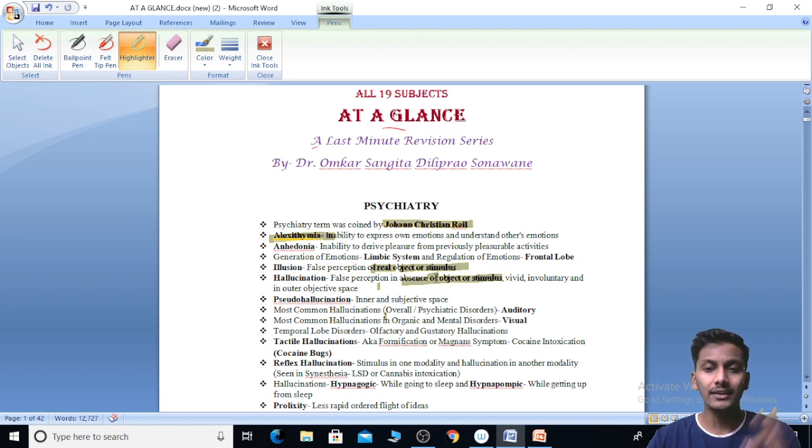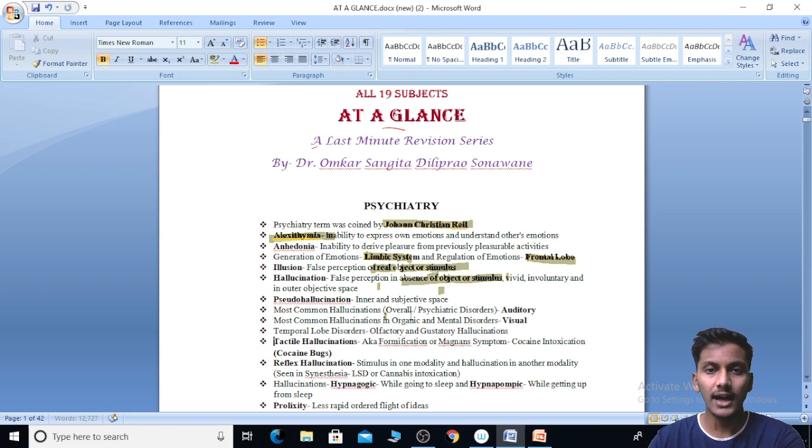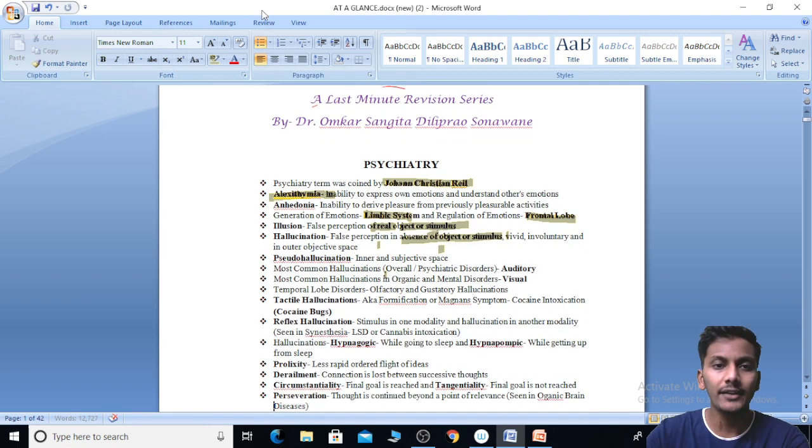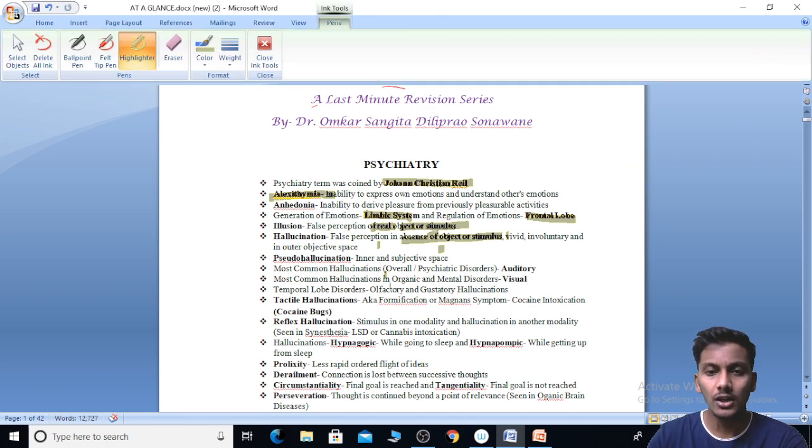It is vivid, it is very clear, it is involuntary, not in your will, and it is in the outer and objective space, right? Generation of emotions is the responsibility of the limbic system, whereas regulation of emotions is the responsibility of the frontal lobe, right? Important one, please remember these things. Then moving further, guys, if they ask the most common type of hallucinations, please remember those are auditory hallucinations. What answer will you give? Those are auditory hallucinations. Whereas the most common hallucinations seen in organic and mental disorders, then the answer should be visual hallucinations, right?